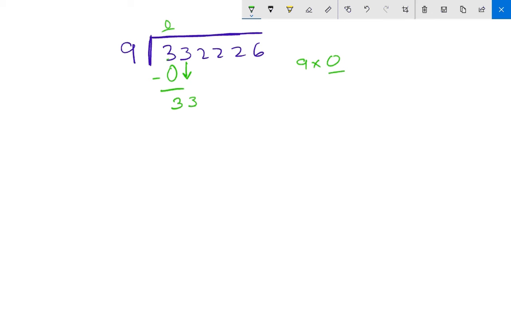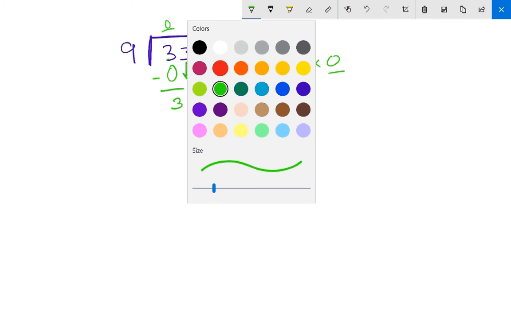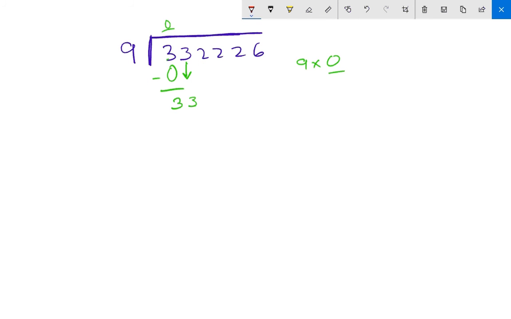So how close can I get to 33 using the multiples of 9? Did I admit that I'm terrible at my 9 times table? I've only been teaching maths for about 8 years, so nothing to worry about. I know that if I double 9, or 2 times 9, is 18. If I double 18, 2 times 18 gives me 36, and that automatically gives me 9 times 4. It's really simple actually, it's not too complicated.